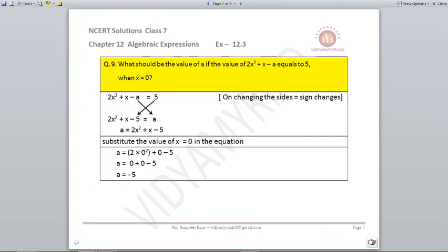5 I am shifting from my right to left. So from plus sign it will become minus sign. So the expression formed is 2x square plus x minus 5 is equal to a. Or I can write it as a is equal to 2x square plus x minus 5. Now we are told that the value of x is 0. So just put 0 in place of x. What will be your final answer? A is equal to minus 5.